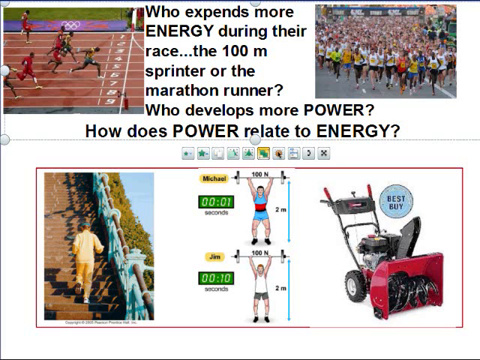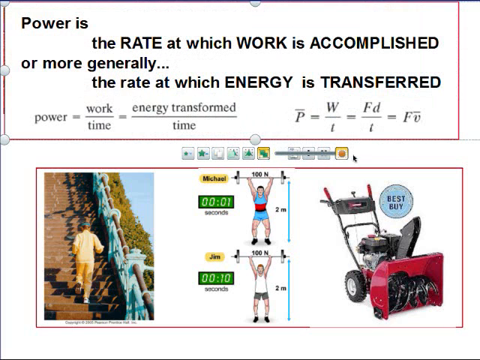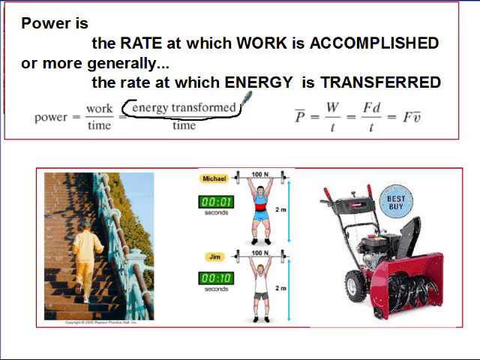The idea behind that is that power is simply the rate at which work is accomplished, or more generally, the rate at which energy is transferred. So we can write power as work over time, or energy transformed over time. Again, this is the general idea behind power just being the rate at which energy is changed. Oftentimes we think of that energy as being shown as work being done, but it could just be any kind of energy transformation.